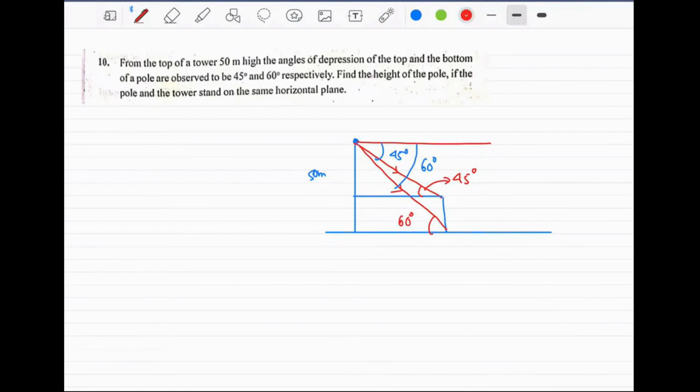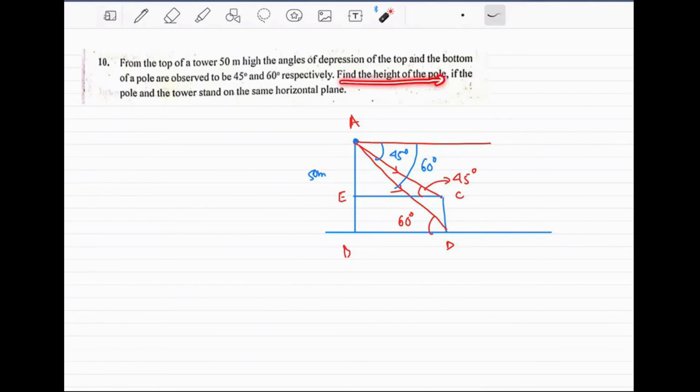Okay, now let's start naming them. Let's say the tower is AB and the stick is CD. Now we have drawn an extra line here. This is an extra line. It doesn't represent anything, just an imaginary line. So you have to have a point here also. Let's make it as E. And the angle of depression, this is 45 degree. And this is how much? 60 degree.